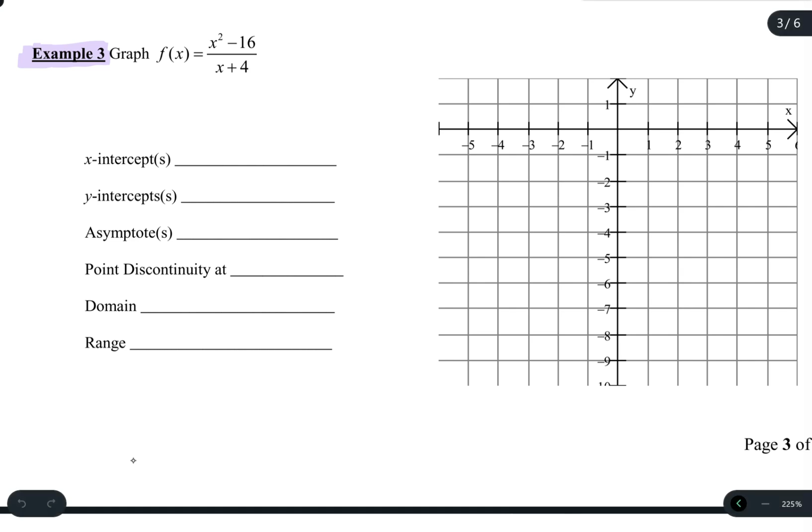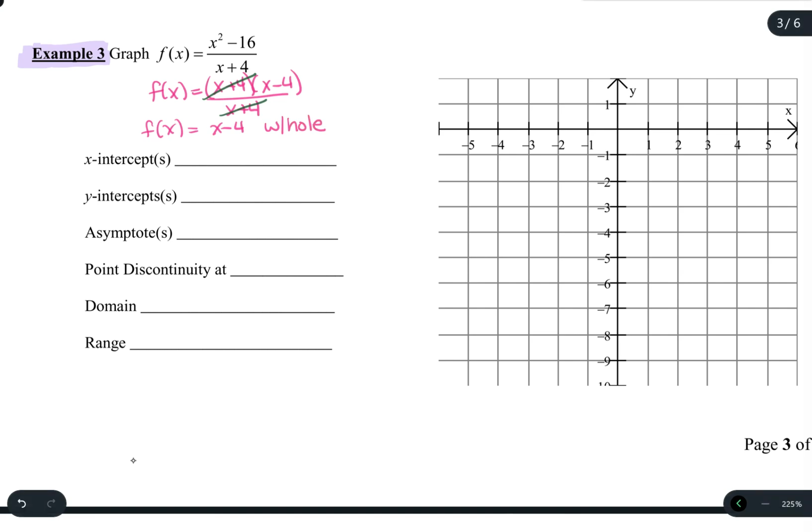From the previous part of this lesson, we first started by factoring this, and then we ended up with x plus 4 times the quantity x minus 4 all over x plus 4. And then we said that we can cancel this x plus 4. If we cancel the x plus 4, all that we're left with is f of x is equal to x minus 4. But because we canceled the x plus 4, we said that we also have a hole.